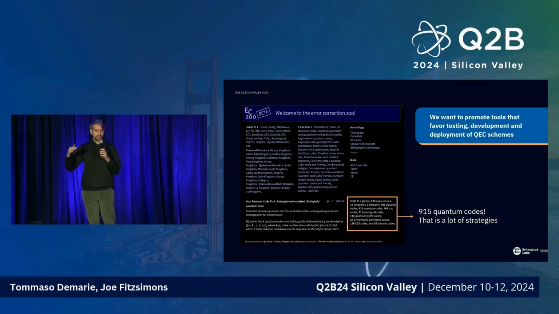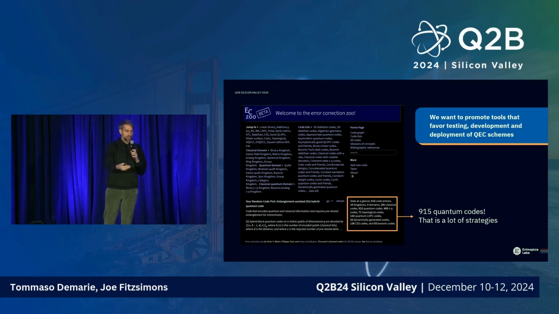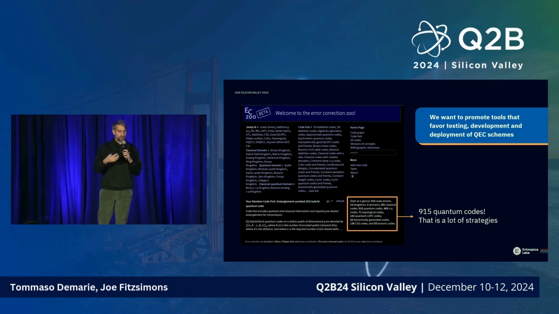And this is fantastic, because it gives us the opportunity to go and test all of these strategies, all of these codes on real hardware, and see what works and what doesn't. But to do that, we need to promote tools that favor testing, development, and deployment of quantum error correction schemes in an easy way. And that is the core of the collaboration between Horizon and Entropica.